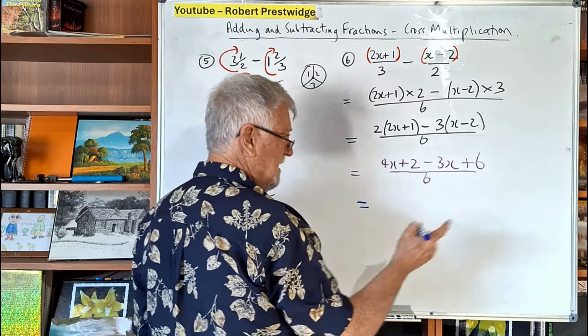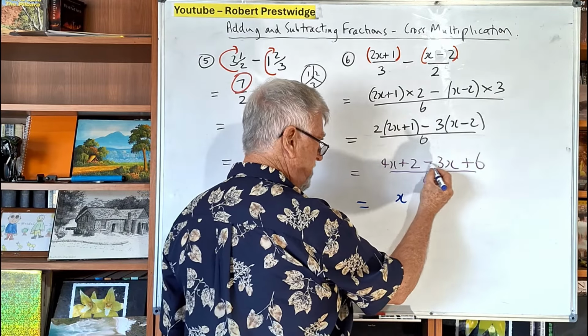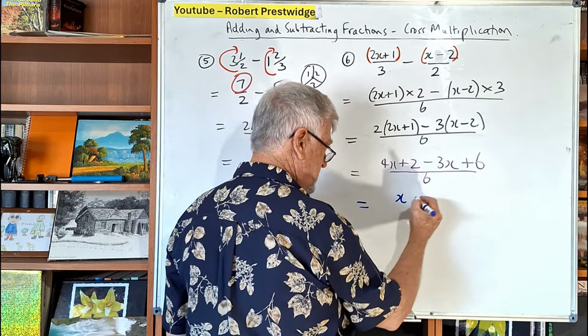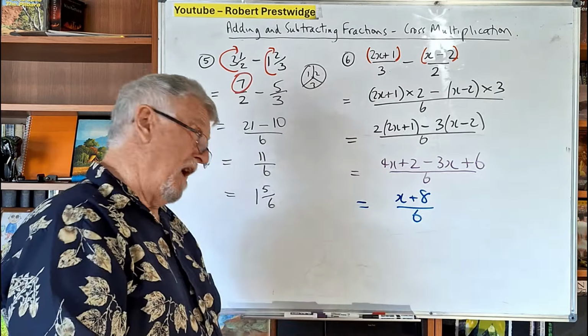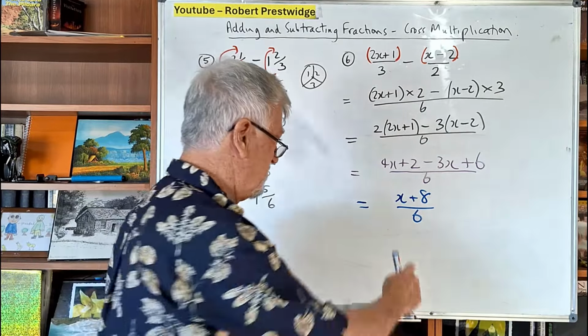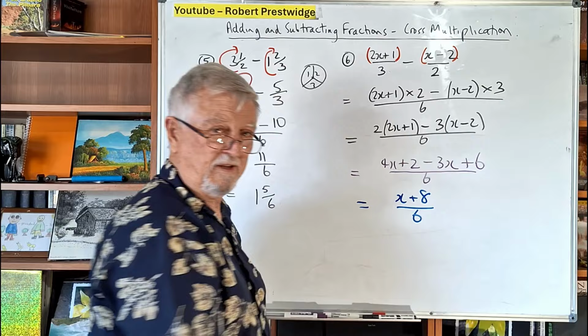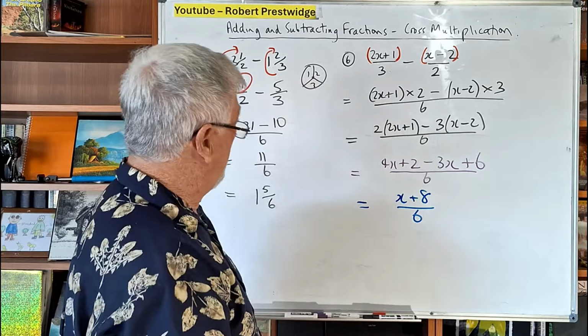So let's have a look at what we've got. Collect like terms. 4x, take the 3x off, that's x. 2, not minus 6, 2 plus the 6 is 8 over 6. Now can we cancel the 6 and 8? No, because it's got an addition. You can only cancel when it is multiplication, and a fraction bar means division. So you can't cancel that unless you can take out common factors. Wow, that's gone a long way.